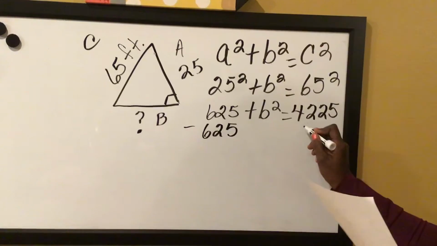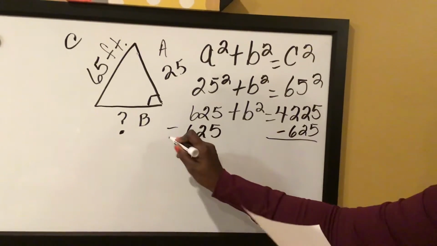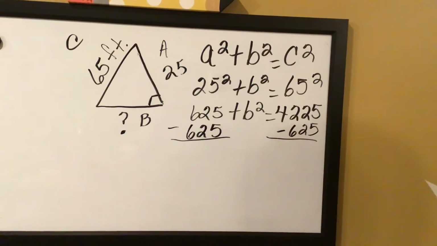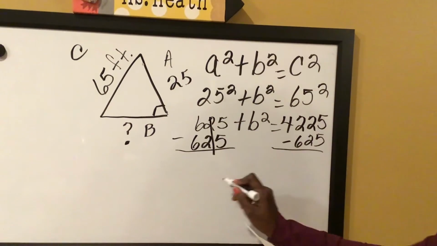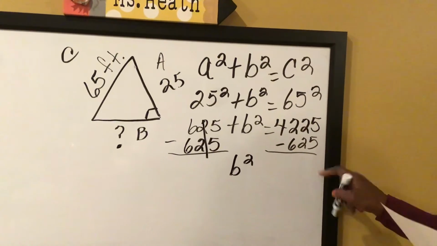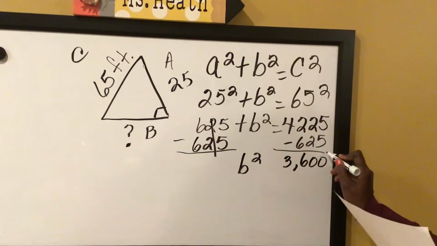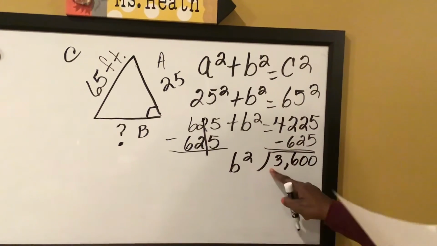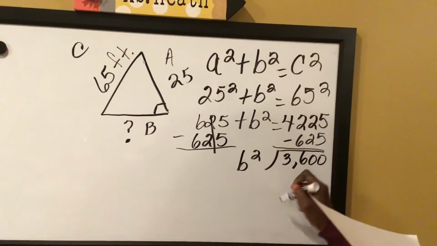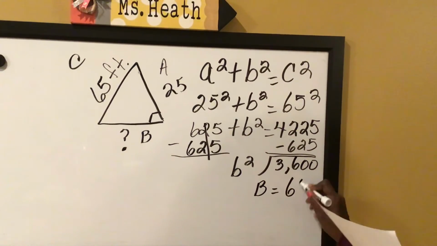Why do we need to do that? To get the B squared by itself. So this will cancel itself out. We bring B squared here. Then we will do the subtraction on here. That's going to give us 3,600. Now remember, the last step is to take the square root. So the square root of 3,600, you can use your calculator for that, and that is 60.